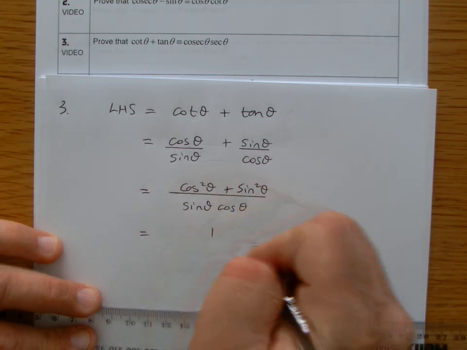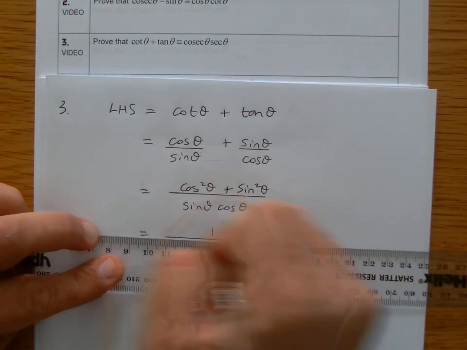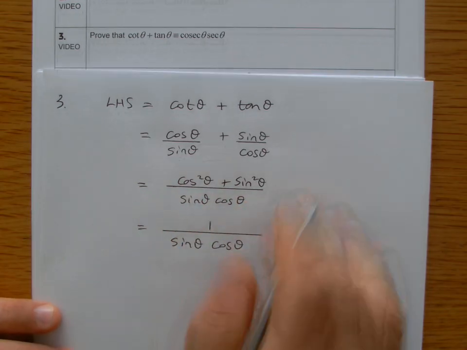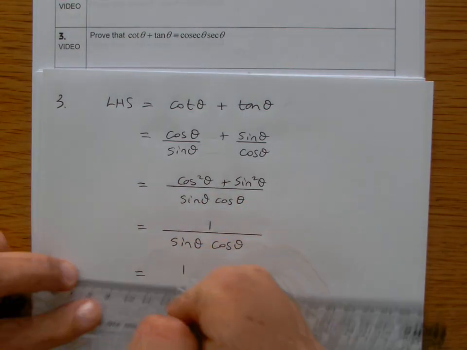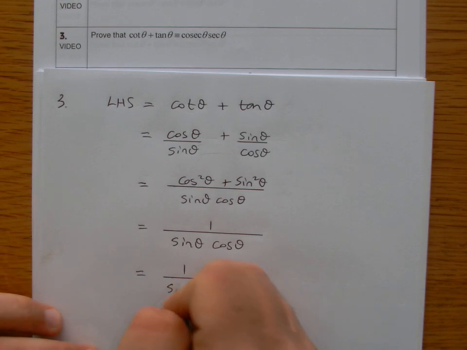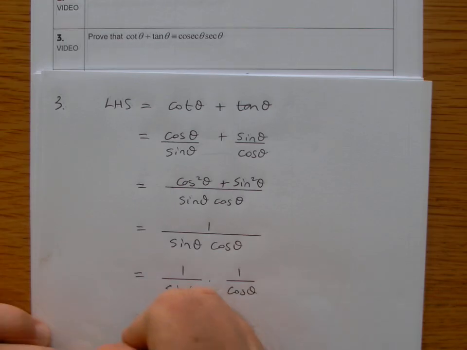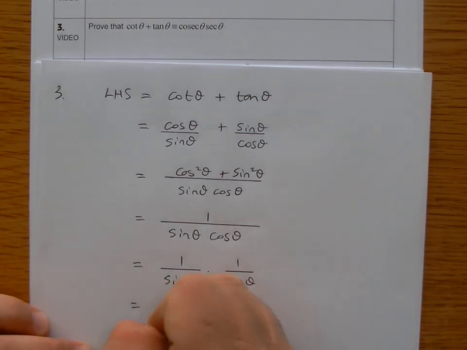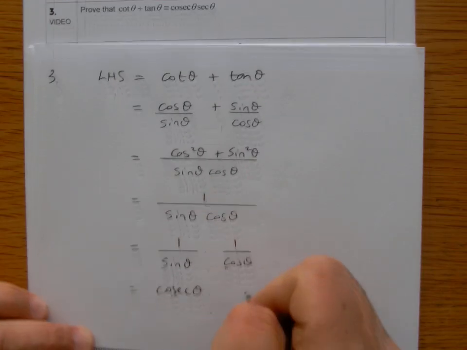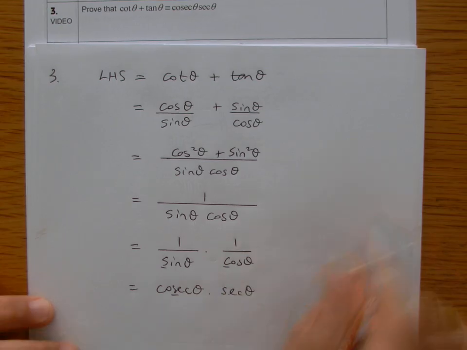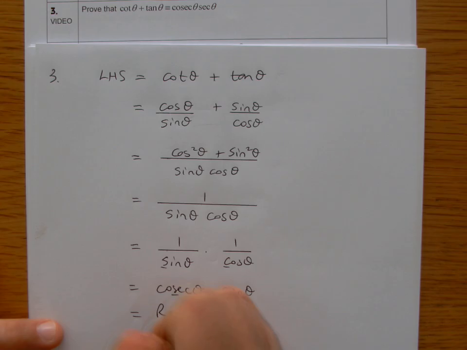And then you'll notice, of course, we can use that rule that we know already. Cos squared plus sine squared is 1. And then if you split this up, so think of them as two fractions, 1 over sine theta times 1 over cos theta, we then get cosec, the third letter, remember, cosec theta, and then the third letter there is c, so it'll be sec theta. And we get a result. Okay, so cosec theta sec theta is equal to the right hand side, therefore it's proven.